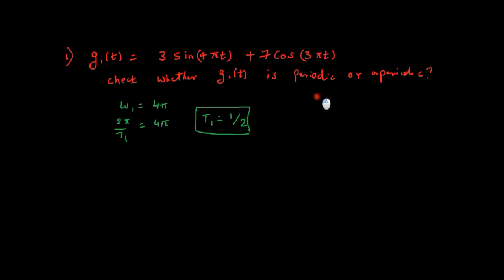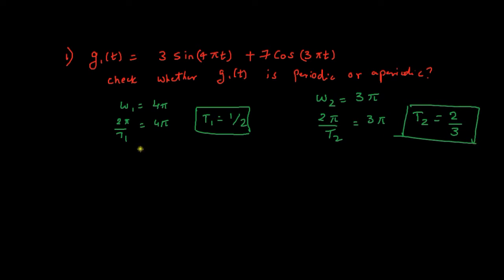And in the same way, omega 2 is 3 pi. So t2 will become 2 by 3. So let's see what is t1 upon t2. This will become 1 by 2 upon 2 by 3. So it will be 3 by 4. Let us call this ratio as m by n.